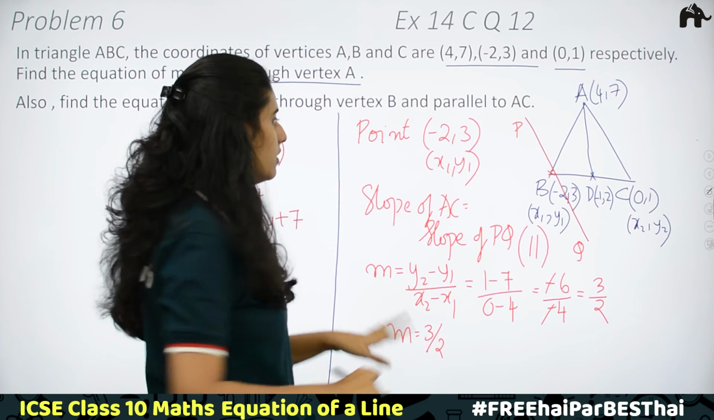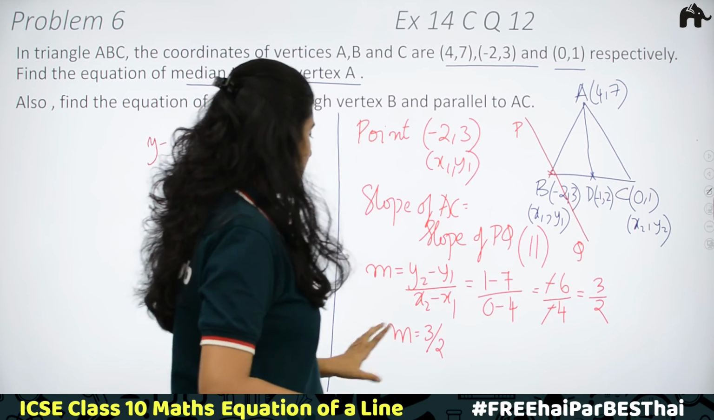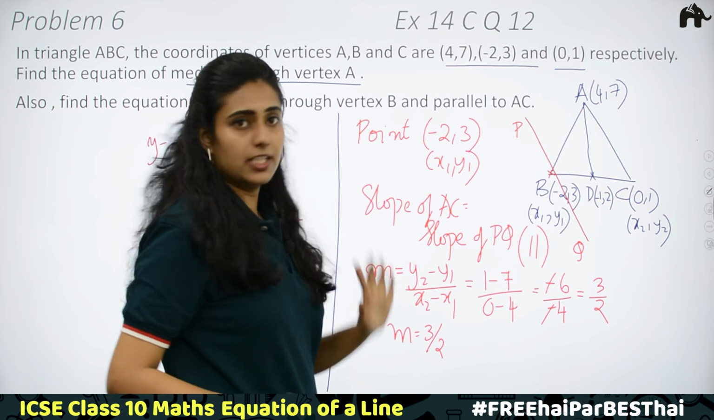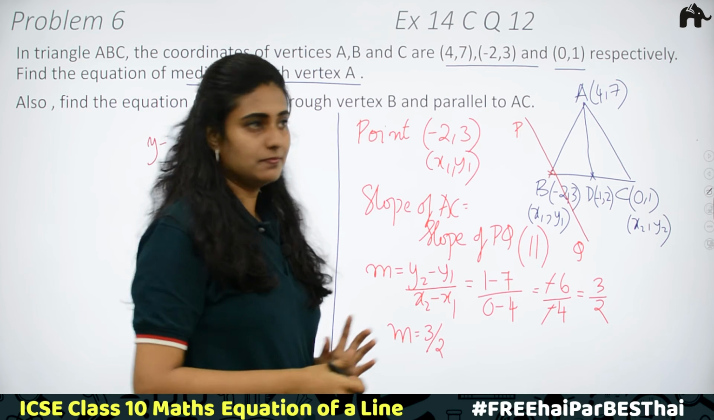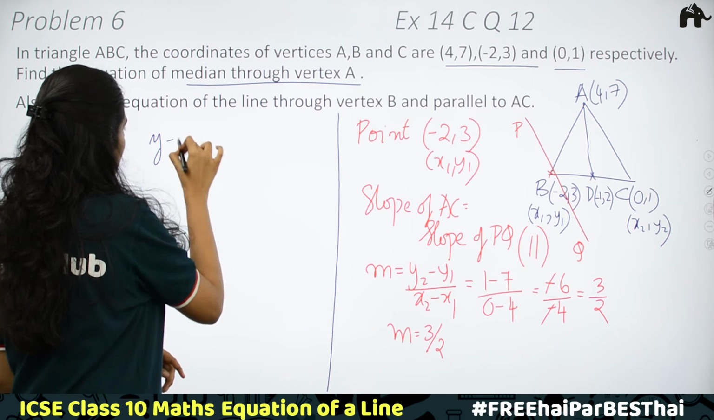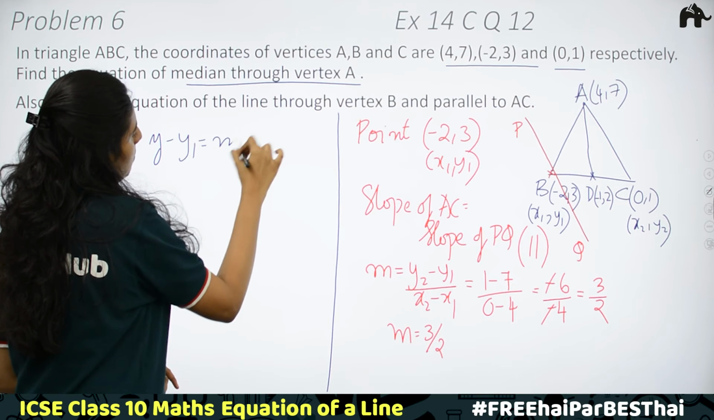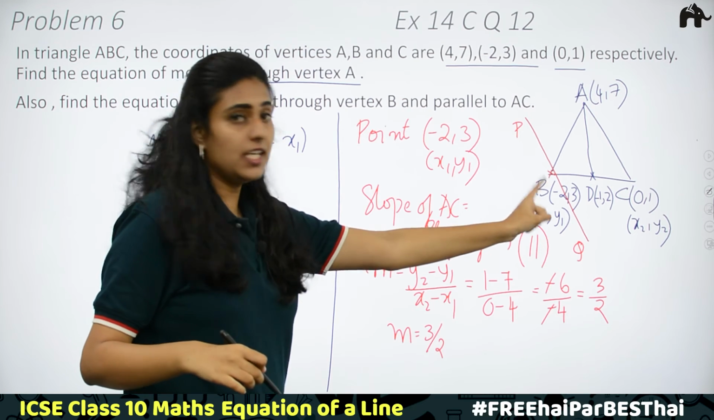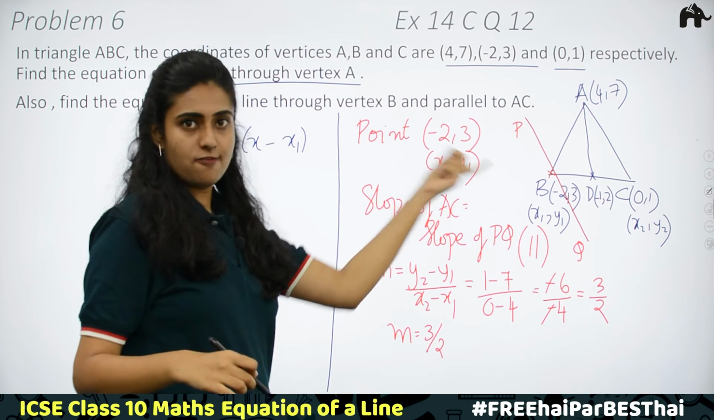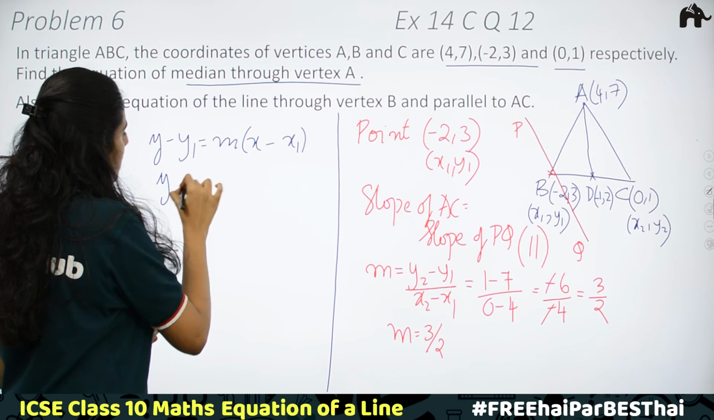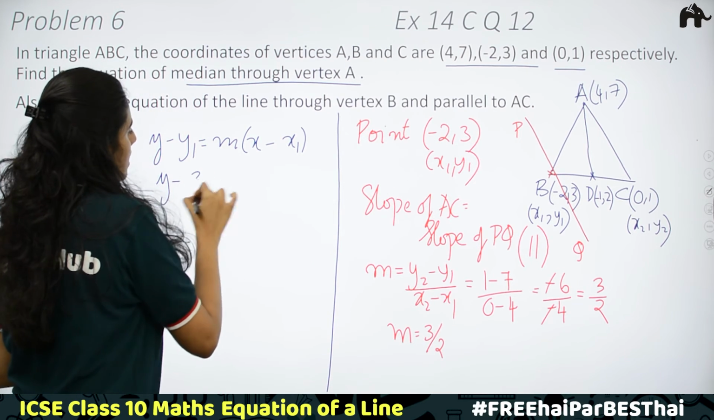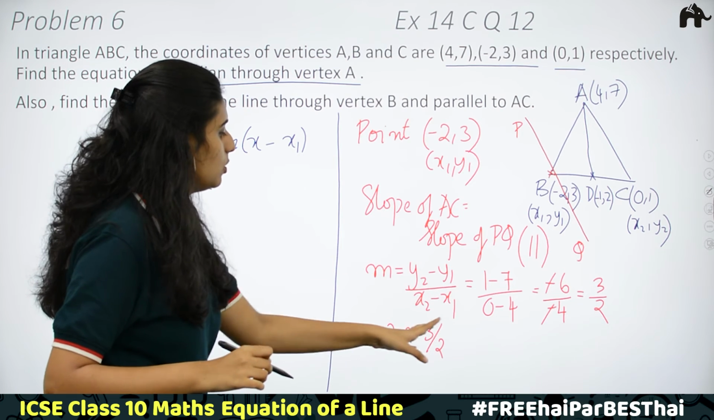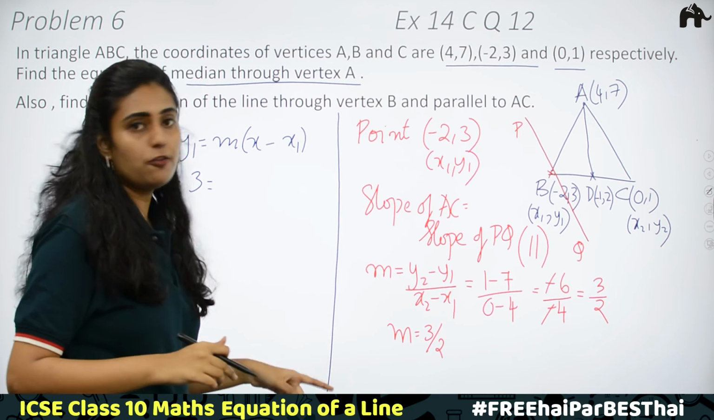We got the slope. We have the point x1, y1. Yes, this is our required point, -2, 3. Now, we can find the equation of the line. Point-slope form: y minus y1 is equal to m into x minus x1. Here we have the point B, the coordinates of B taken as x1, y1. So, y minus y1, which is 3, is equal to the slope. We have determined the slope of AC is equal to 3 by 2. The same will be the slope of PQ.